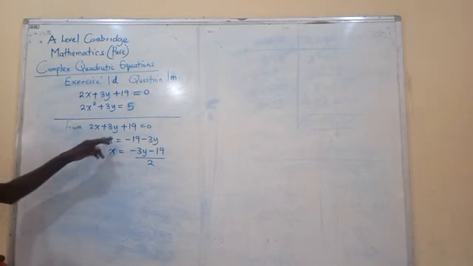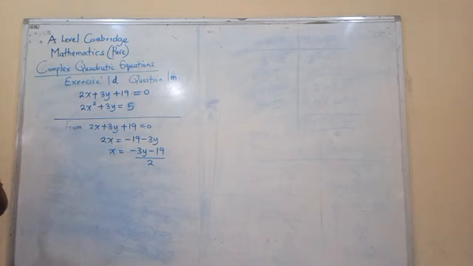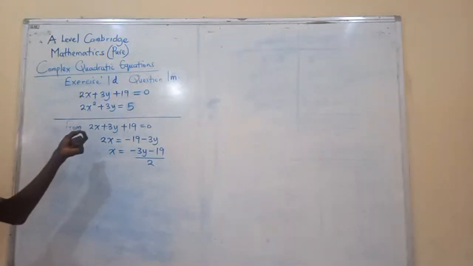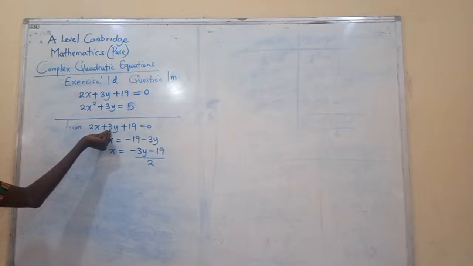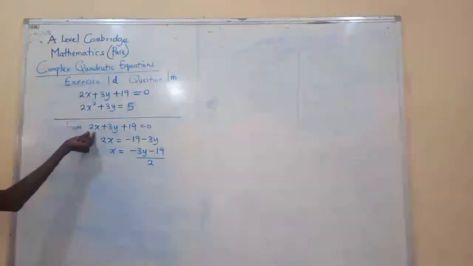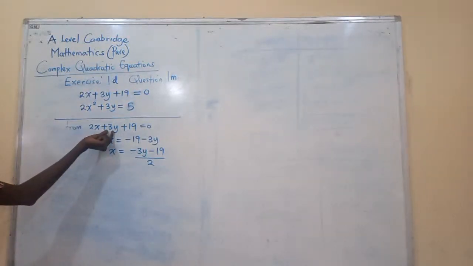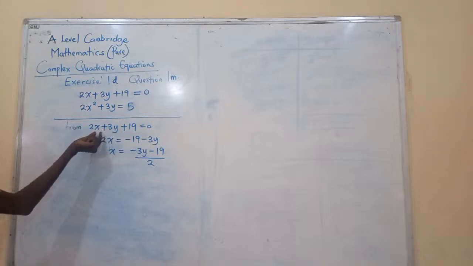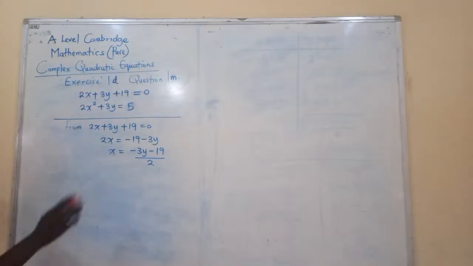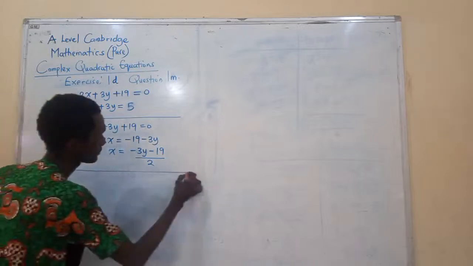Now, another student can choose to make y the subject of the formula, but I keep a simple rule that I try as much as possible to ensure that what I'm using is a small number that I can easily manipulate. So after that, I put a line there.